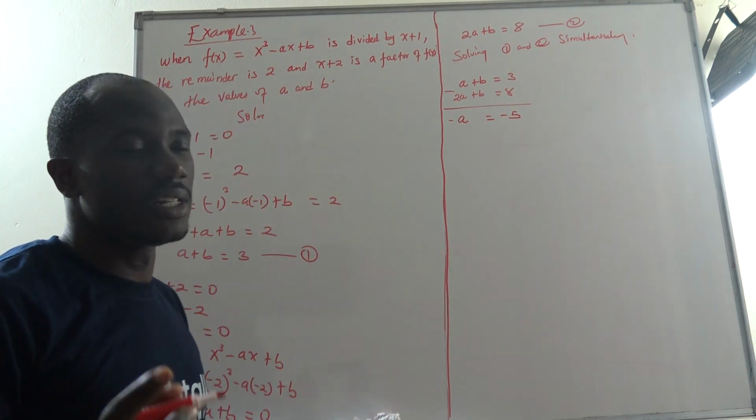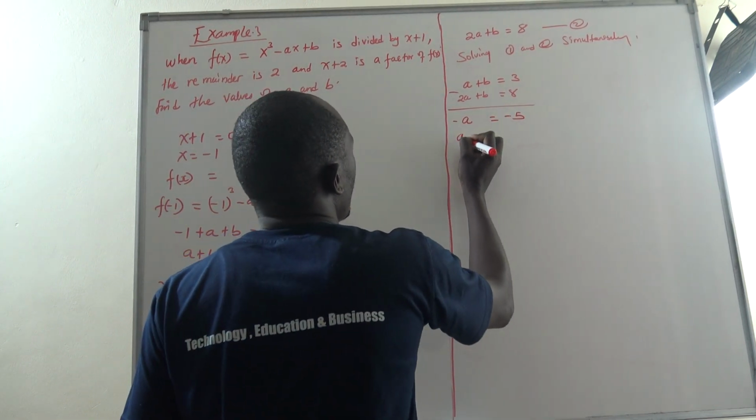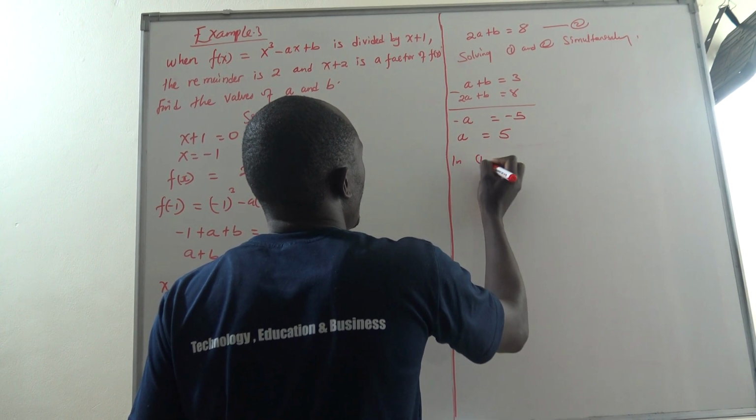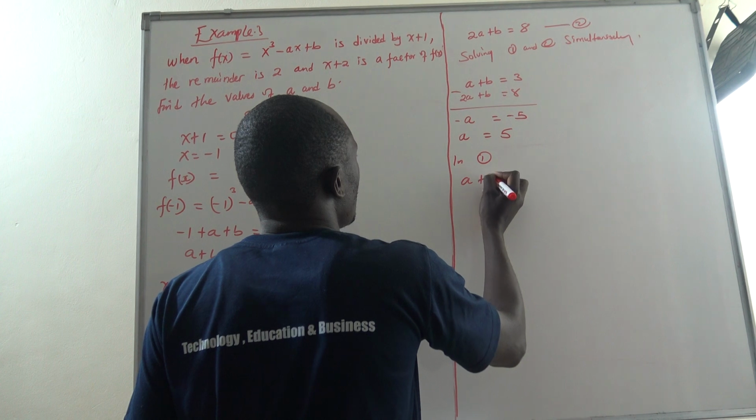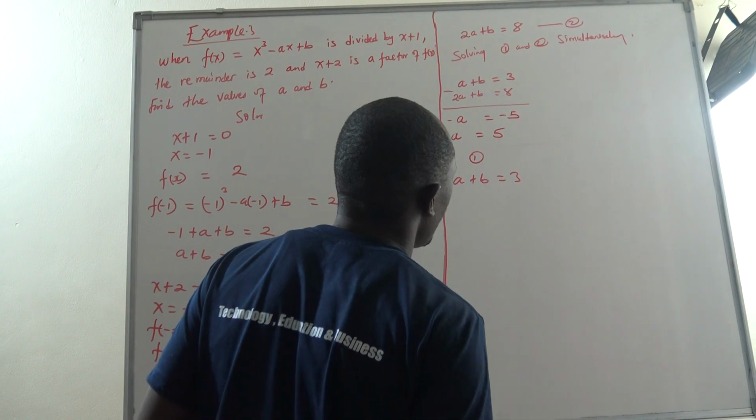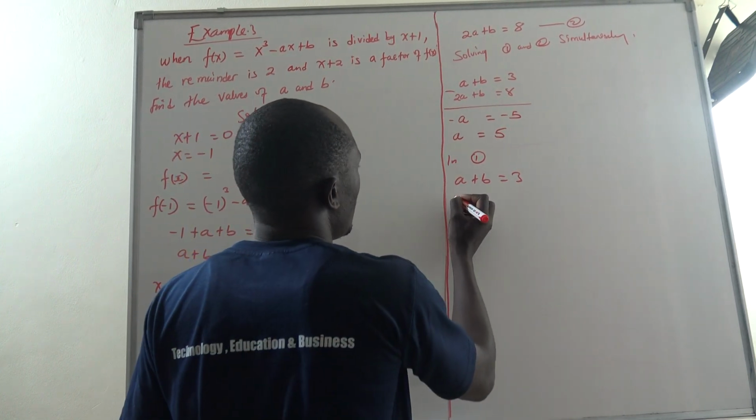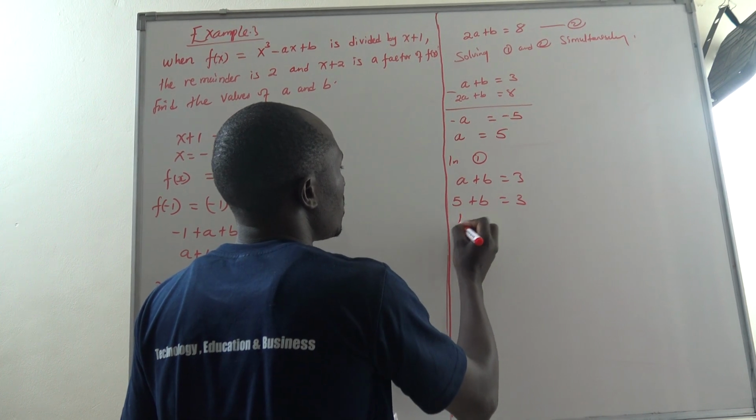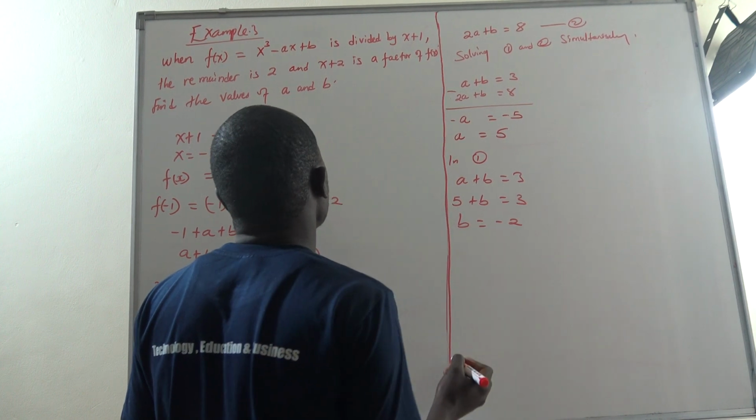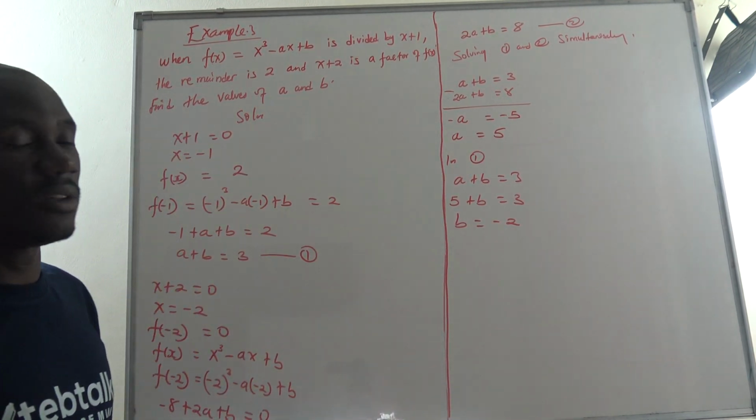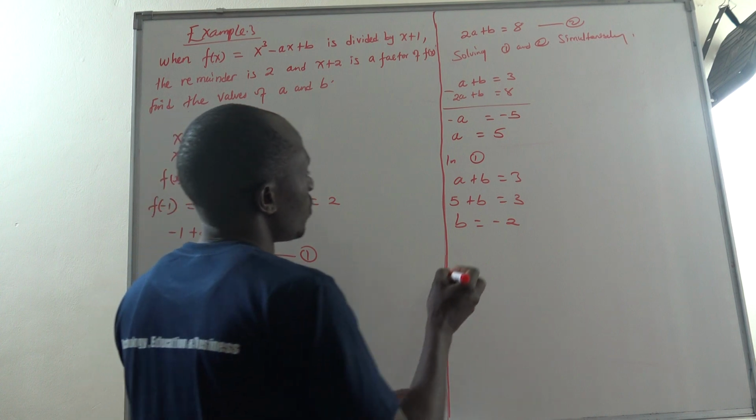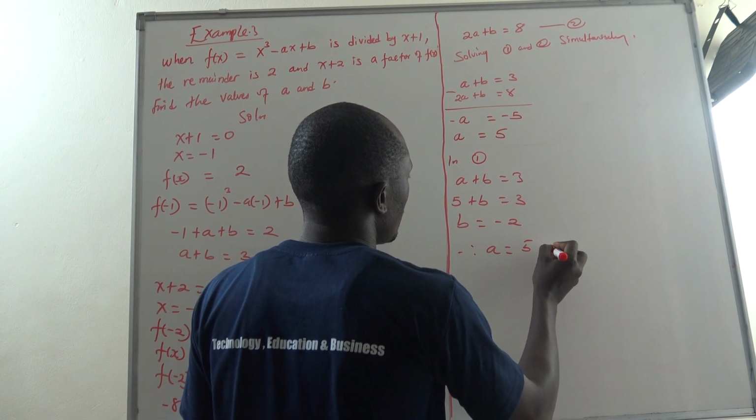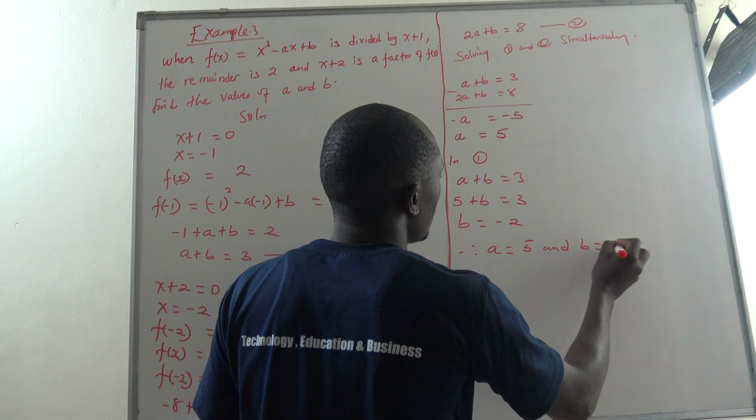Divide both sides by negative 1. So a automatically becomes 5. You can just say in 1, which is a plus b equals 3, our a is already 5. Plus 5 plus b equals 3. So what is b alone? b equals negative 2. Then the question was saying to find the values of a and b. So you can say therefore a equals 5 and b equals negative 2.